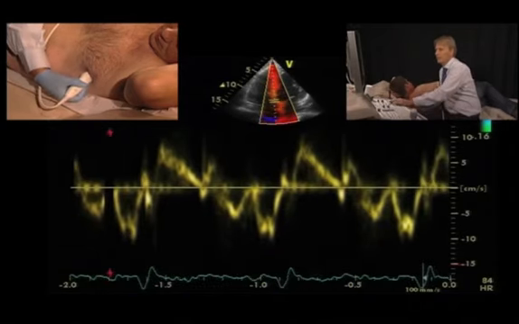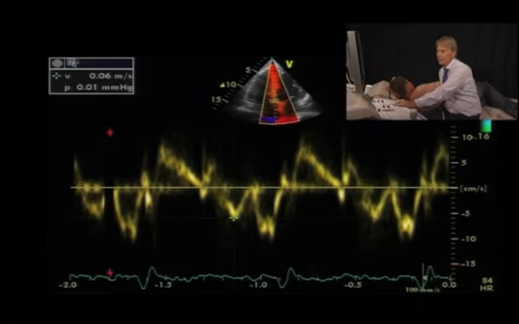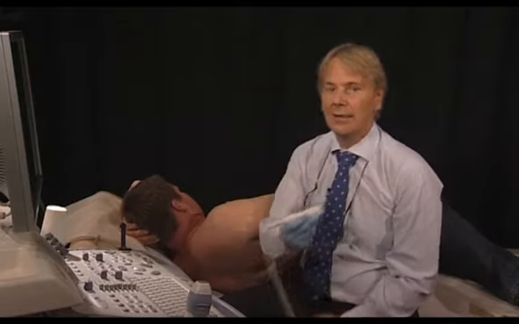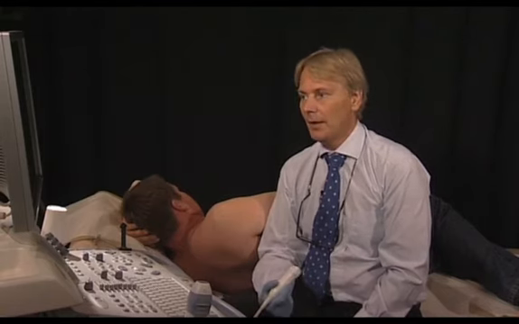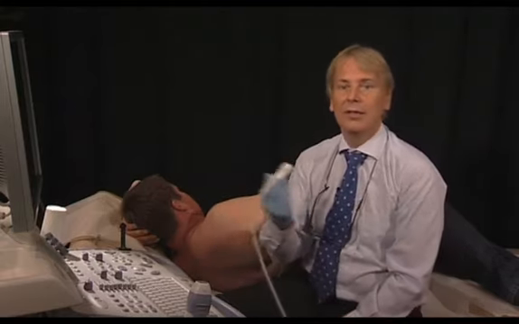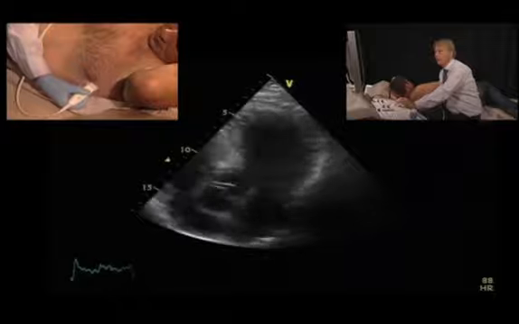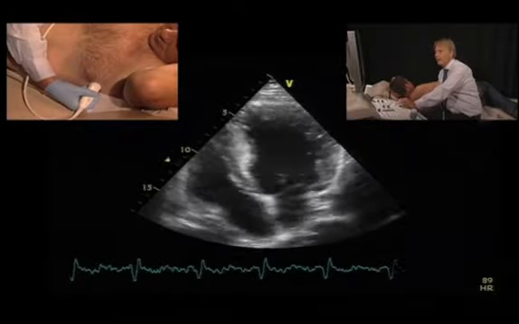Okay, this is the maximal E prime velocity, which is 0.7 or 0.6, 0.7, somewhere in that region. If we now calculate the E to E prime ratio, we get a value which is above 12, 13, which means the patient has diastolic dysfunction. In other words, elevated left atrial filling pressure. So the E to A ratio, which could also be normal, is certainly not a normal pattern, but a pseudonormal pattern. But there's also other ways of looking at this patient, at his diastolic function.